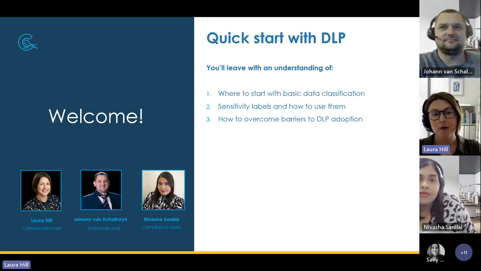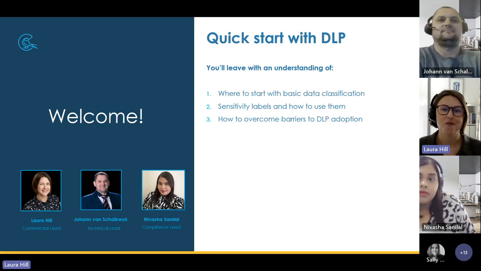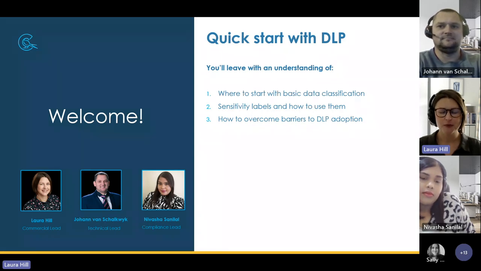So our hope with today is that you leave with a sense of how you can get a quick win from deploying Microsoft data loss prevention, and learn from some of the traps that we've seen organizations fall into when tackling DLP. But we don't want to neglect the bigger picture story of protecting your data.